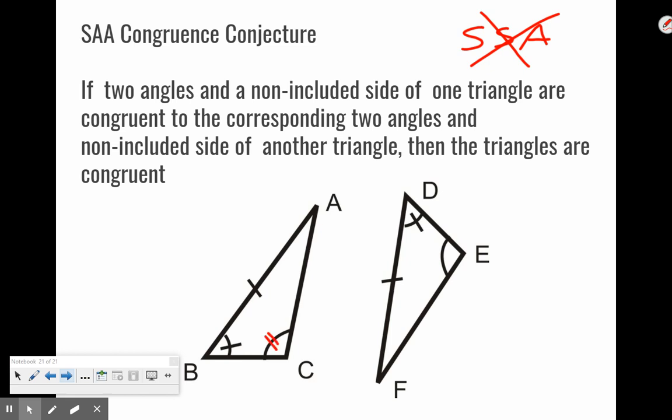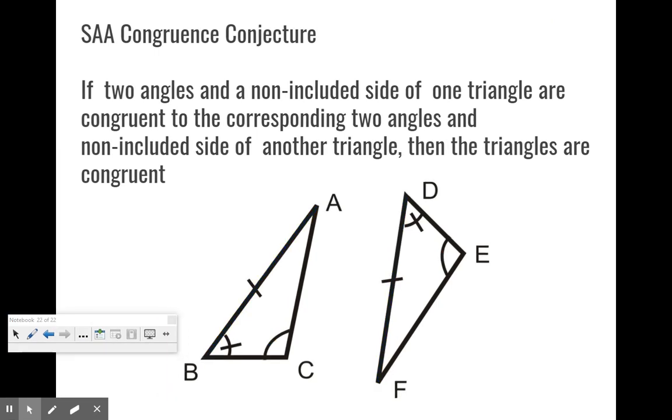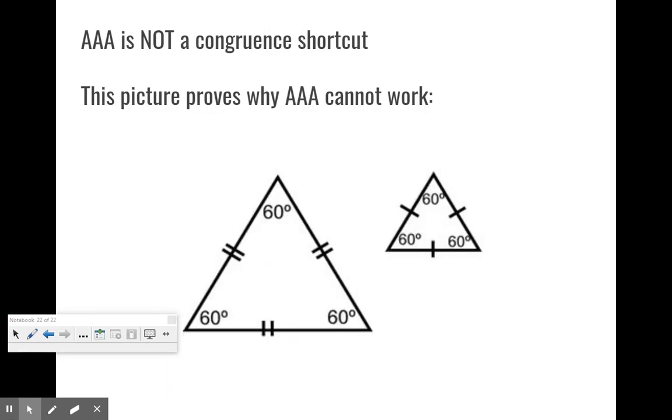So I'm going to add these here. Notice we have two angles and this side is not in between. This side is just on the outside, and that's fine. Then we call that the side-angle-angle congruence shortcut. Angle-angle-angle is not a congruent shortcut.